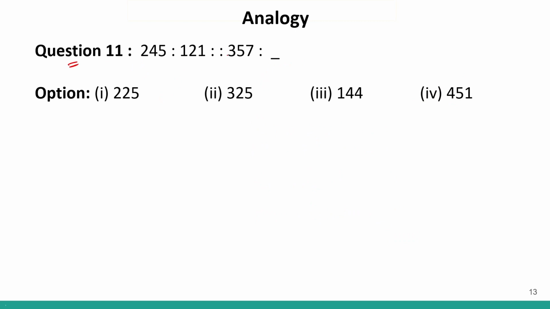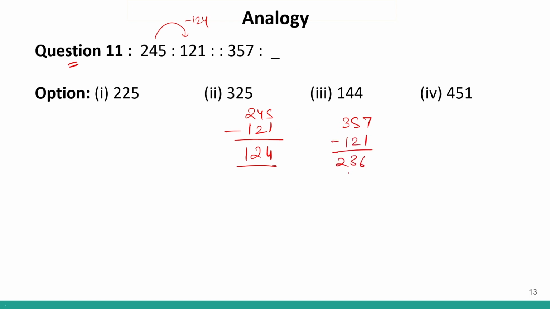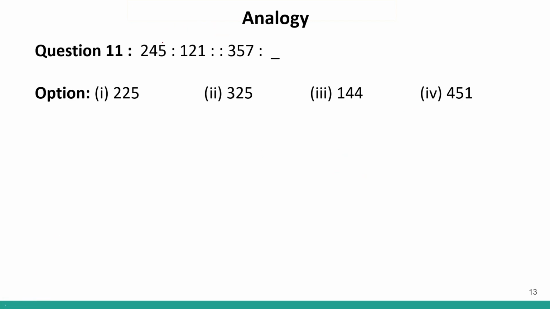Question number 11. We see bigger digits. Bigger digits, we try to find the difference. So between 245 and 121, I see a difference of how much? 124. Basically, I subtract 124 to get 121. So let us do the same thing for 357. If I subtract 121, I'll get 236. Is 236 given in any option? No. So this is not the logic that is being used. So the first thing was to find the difference.